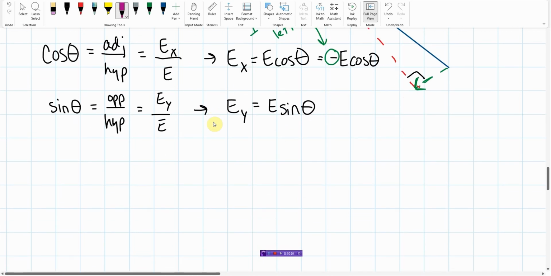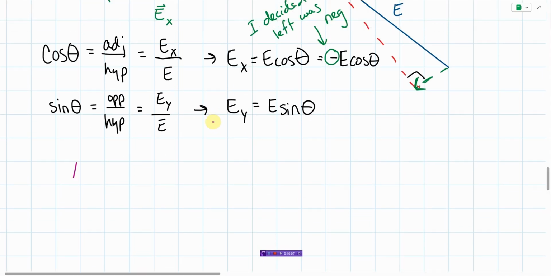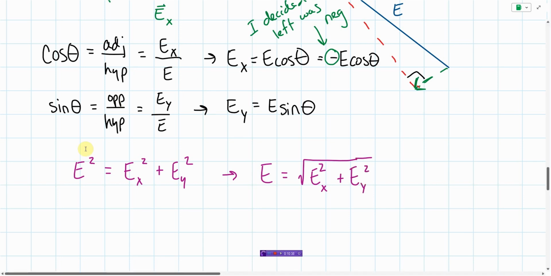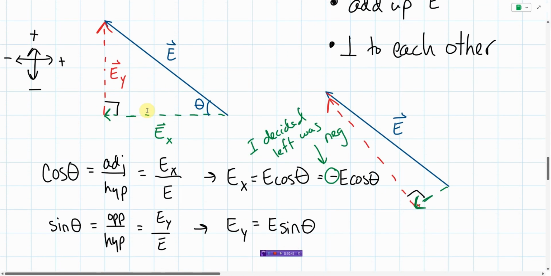Okay, so if I had EX and EY, I know that the hypotenuse magnitude squared is equal to the legs' magnitudes squared, which means I could find the magnitude of the total vector by doing this. You'll be doing this a lot, although not as often as you'd think. We do the breaking up a lot, but not a ton of the putting back together.